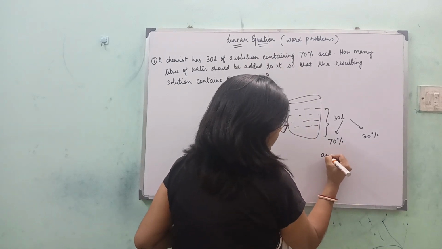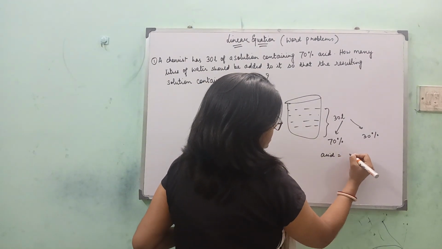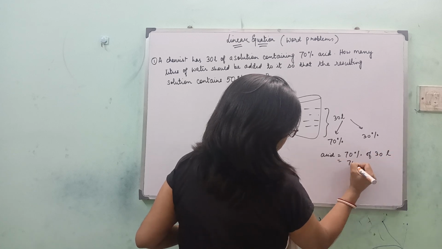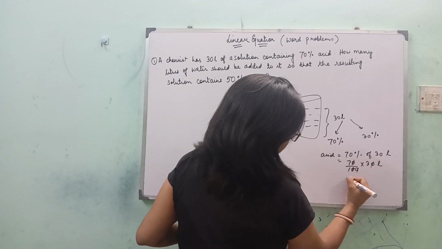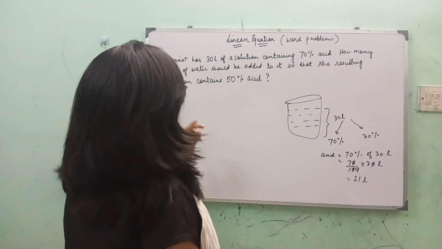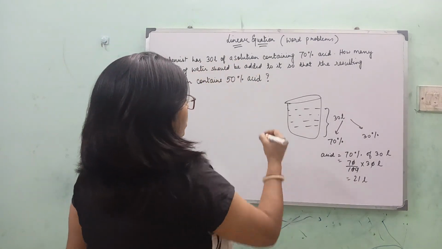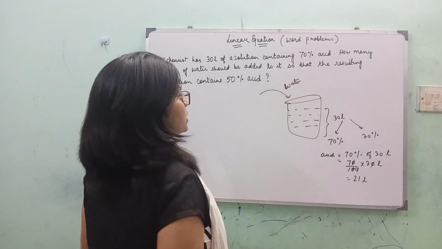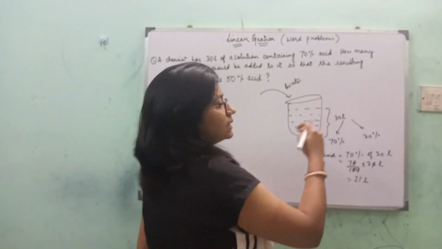So how much acid do we have? We know how to solve percentage problems. Acid is 70% of 30 liters, that is 21 liters. So we have 21 liters of acid in it. Now the next part of the question says how many liters of water. So now we are adding some water to it, by which the concentration of the acid is changing.